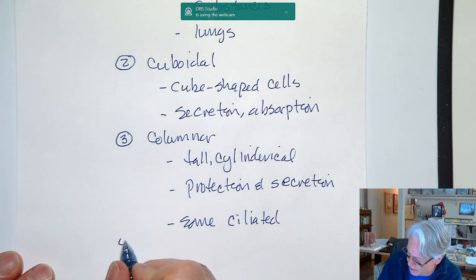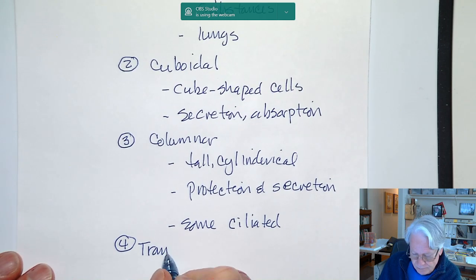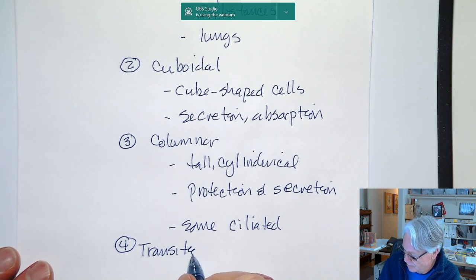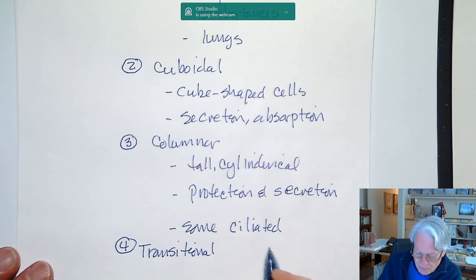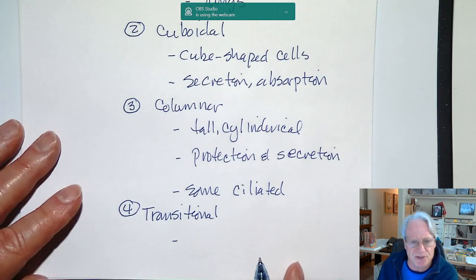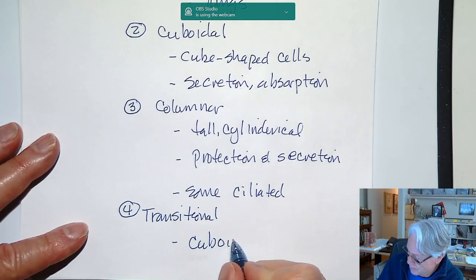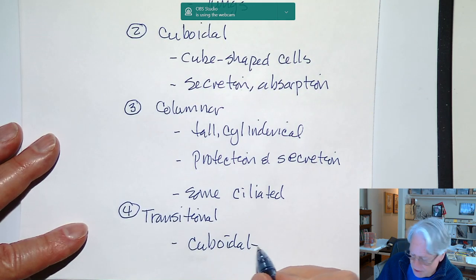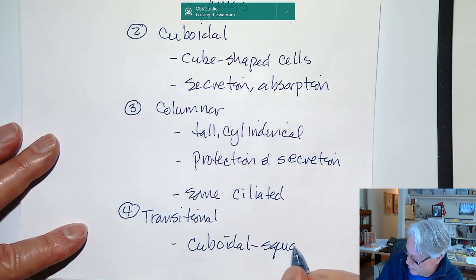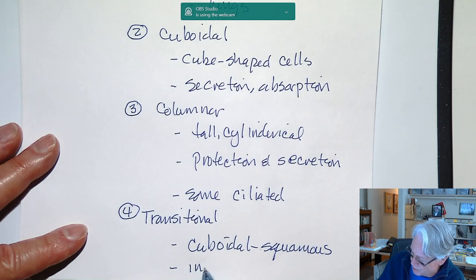And the final and last category is transitional. And this is a type of tissue or type of cell that transitions between cuboidal and squamous. And this is all about increasing surface area.